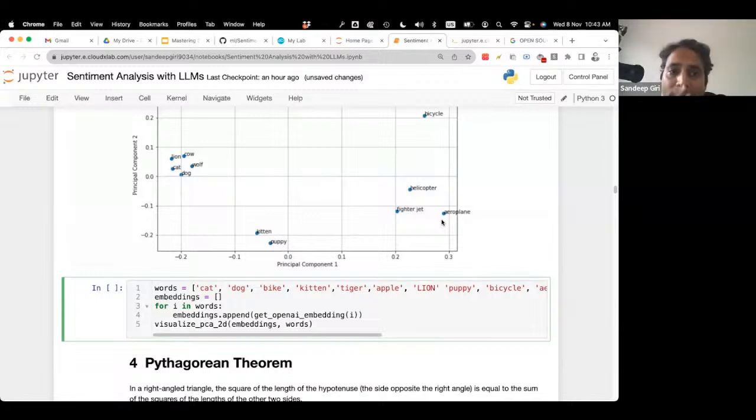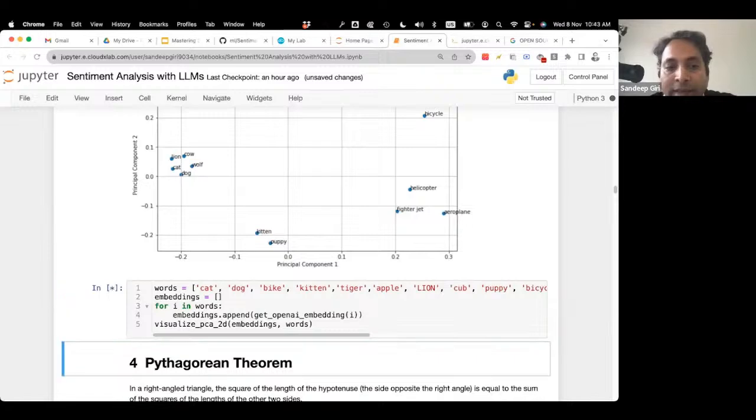Yes. So the interesting part here, a question from Shavni, is that dog and puppy and kitten and cat are supposed to be close by. But if you tilt this plane, see from this side, they will be close by. So let's try to do some more. Let's try to add cub. Okay. Cub. Right. And then you'll get an idea.